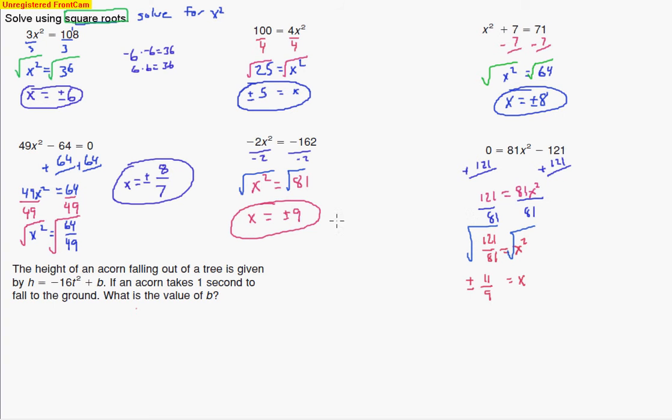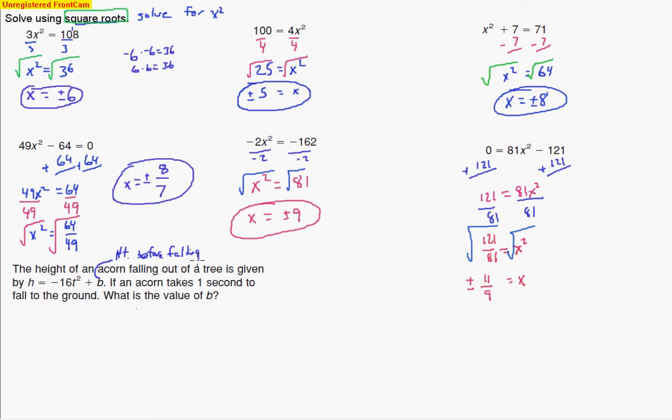Well, in the homework tonight, you got a couple word problems. This one's a little different, but we'll go over a couple other word problems in part 2, so you might check that out. And here we have, it says the height of an acorn falling out of a tree is given by this equation. If the acorn takes 1 second to fall to the ground, what is the value of b? b represents the height of the acorn before it fell. So we'll just write that down. Height before falling is what we're looking at here.